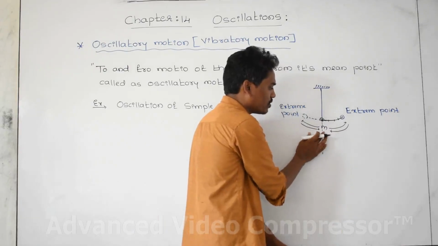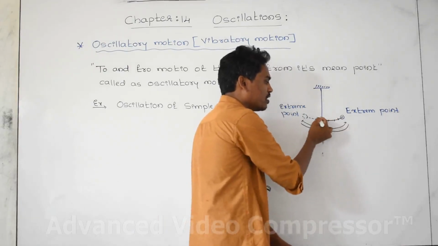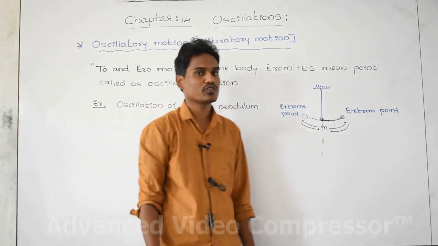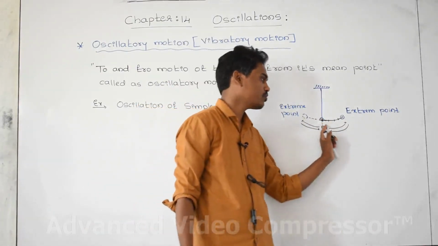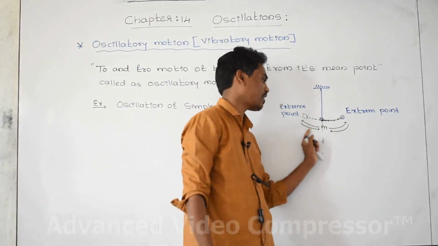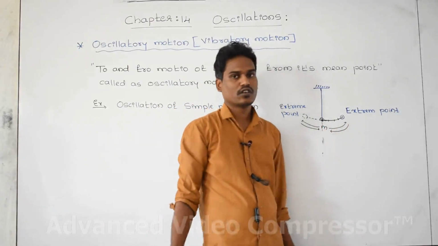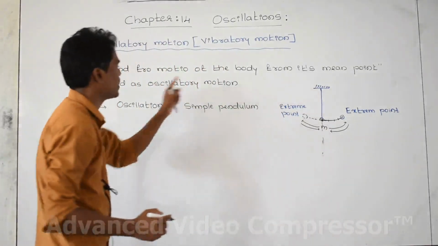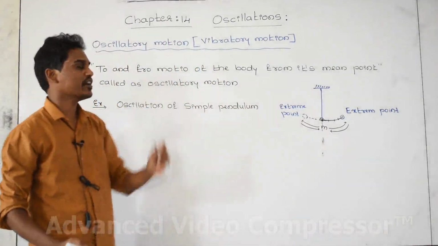From the mean point, to left and right, what does it do? It does to and fro motion. To means forward, backward, forward, backward, forward, backward. To and fro motion of the body from its mean point is called oscillatory motion or vibratory motion.